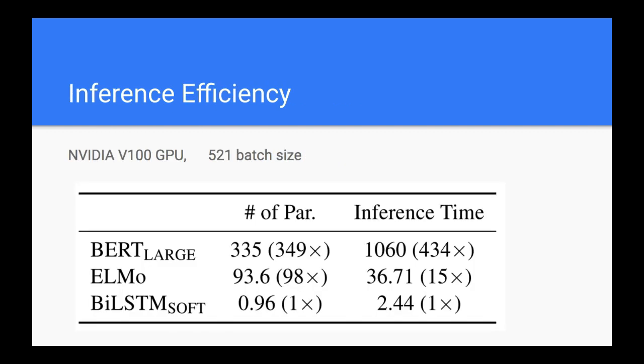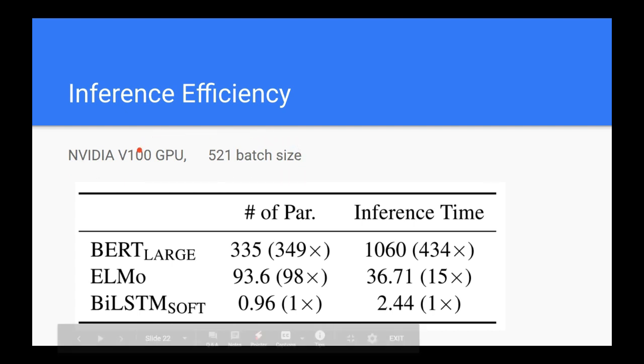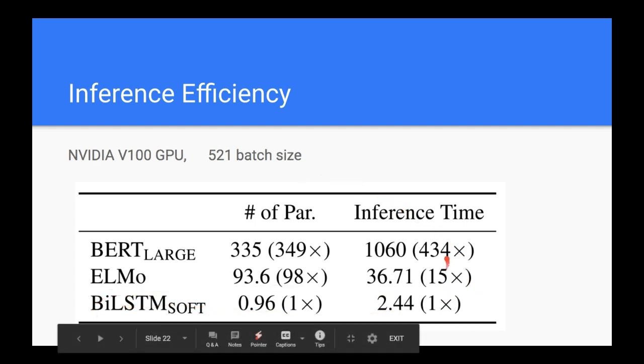Okay, so here is the inference efficiency. What they did was compare the large BERT, the ELMo model, and their distilled bidirectional LSTM over their tasks. The setup is they used an NVIDIA V100 GPU, and the batch size was 512. And what I found was that the speed of the bidirectional LSTM is actually 400 times faster than large BERT and 15 times faster than ELMo, which is incredible.